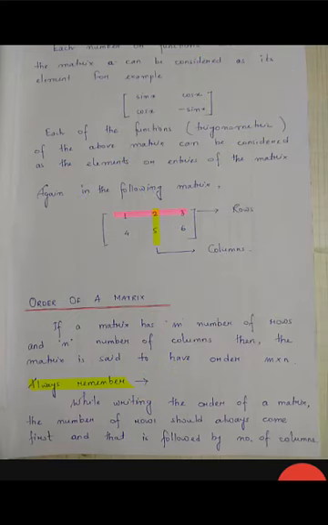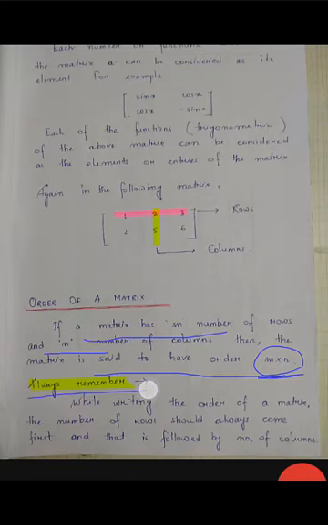So what is said here, if a matrix has m number of rows and n number of columns, then the matrix is said to have order m cross n, m into n. It is read as m by n. So always remember, look at this highlighted part. While writing the order of a matrix, the number of rows should always come first, followed by the number of columns.